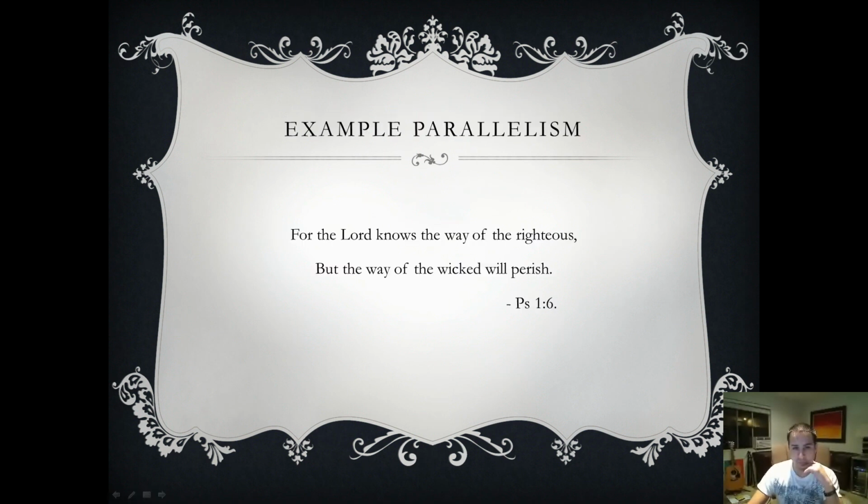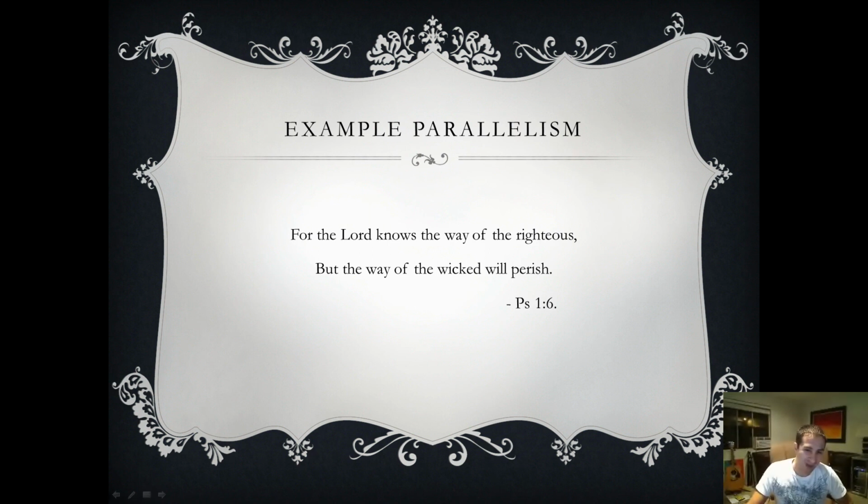And I want to give you a preliminary example. Here you have Psalm 1:6. The Lord knows the way of the righteous, but the way of the wicked will perish. Here you have two lines, and a parallelism could be between two lines to 5 or 6. Usually it's 2 to 4, but it could be 6 or more.